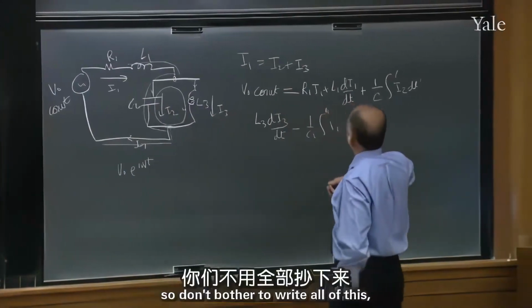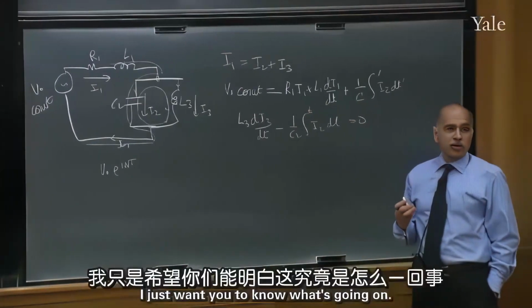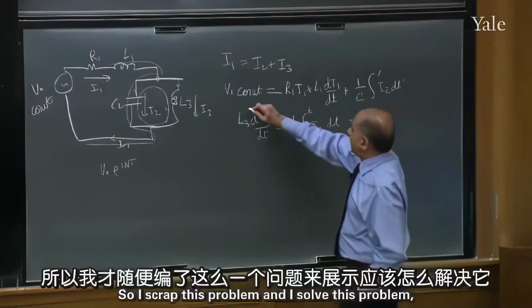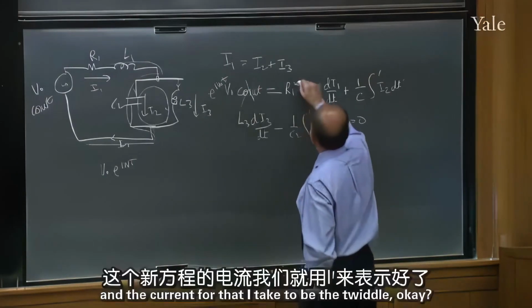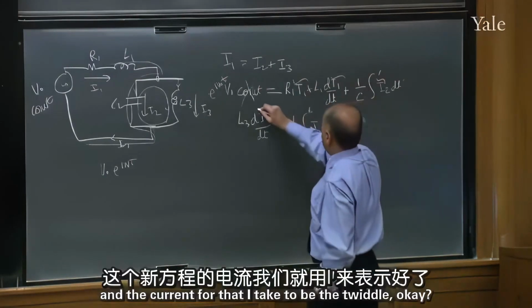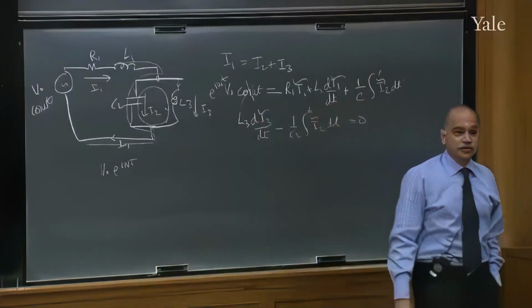So don't bother to write all of this, because you're not responsible for this detail. I just want you to know what's going on. So I scrap this problem, and I solve this problem. And the current for that I take to be the twiddle. Okay? I say let the I twiddles be the answer to this problem with e to the i omega t.